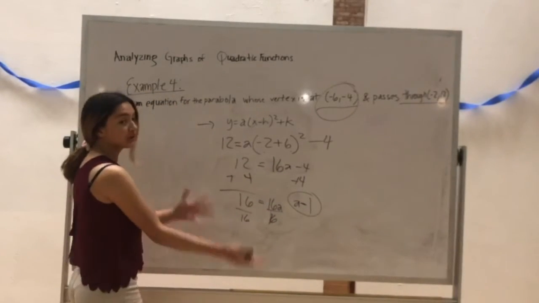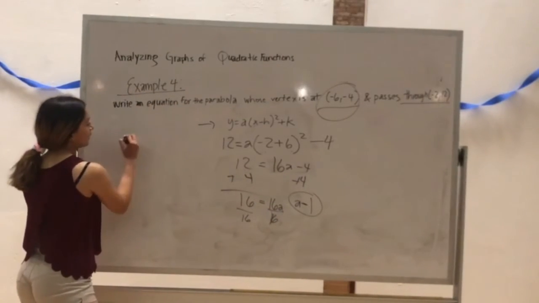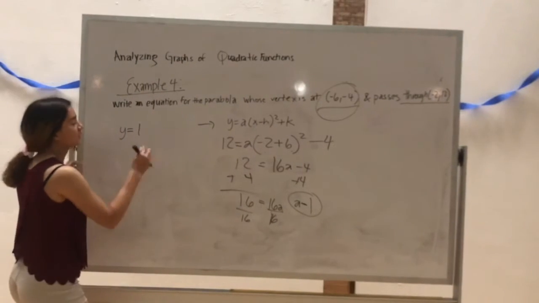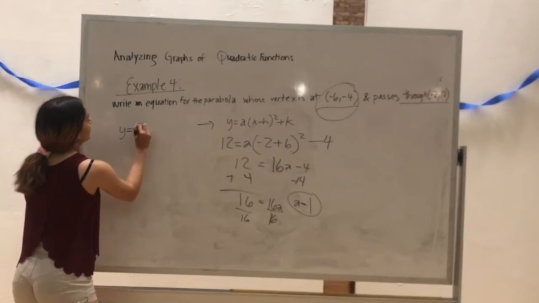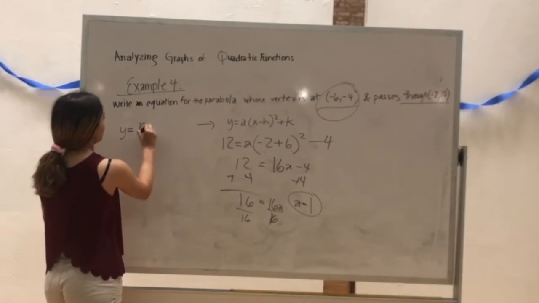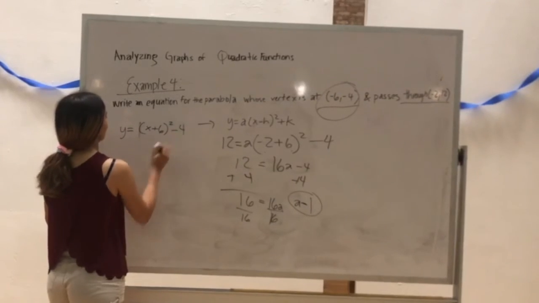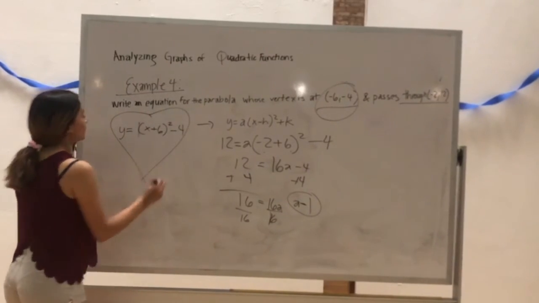Now let's look to the left. We're going to go y equals a, which is 1, but you know when it's 1, you don't have to really write it. So parentheses, x plus 6 squared minus 4. And this is our equation.